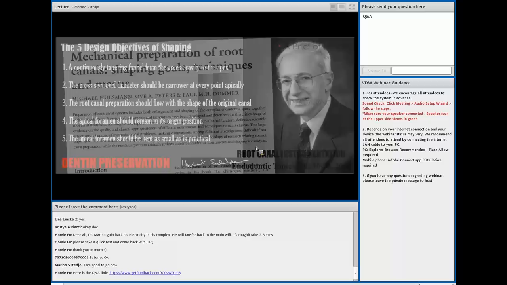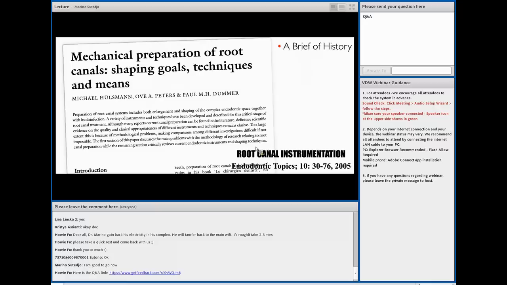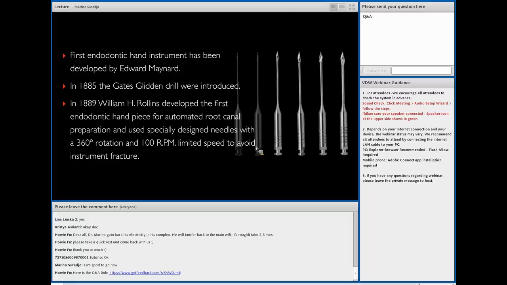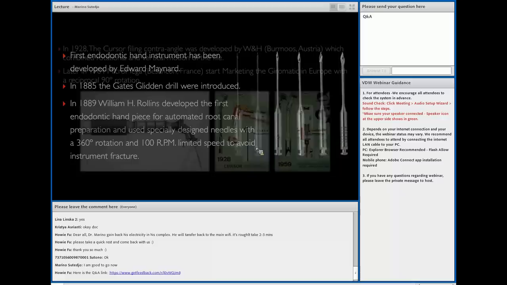I just want to take us through a brief history of instrumentation. The first endodontic instrument was introduced at that time by Edward Maynard. And in 1885, there was the Gates Glidden drill, which has been there for a long, long time. And then in 1889, the first endodontic handpiece was created by Rollins, with 360 degree rotation, but limited to 100 RPM, at that time to avoid fracture of the instruments.